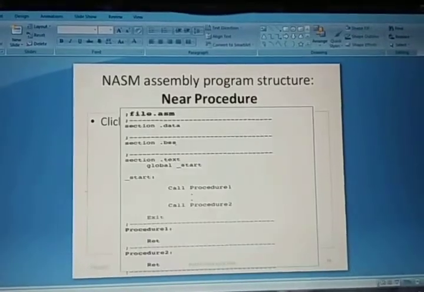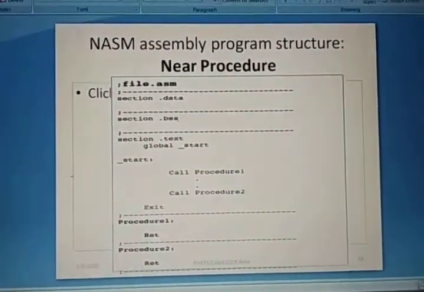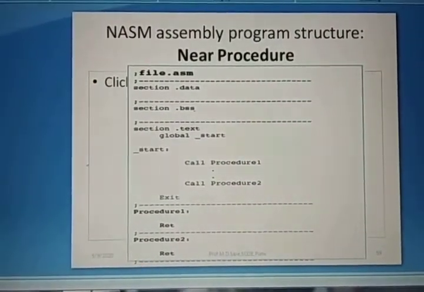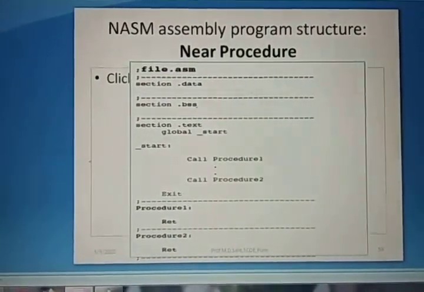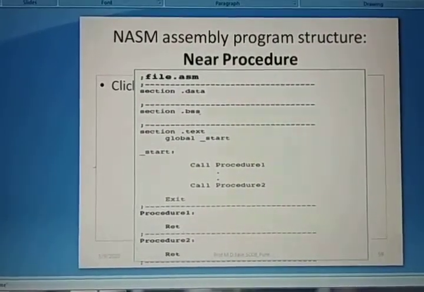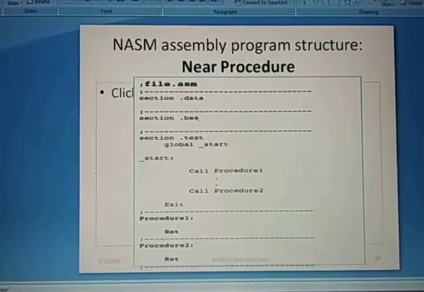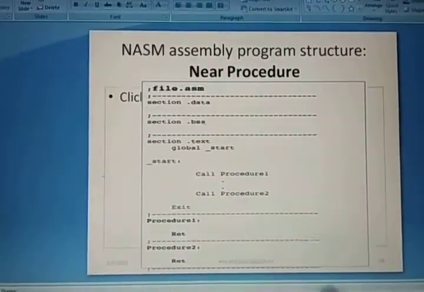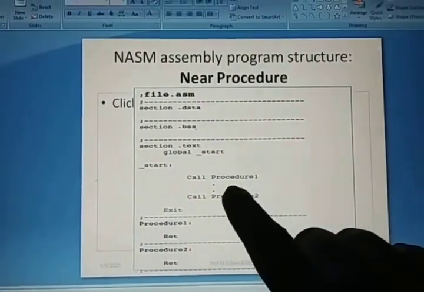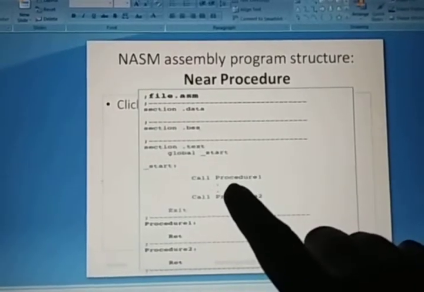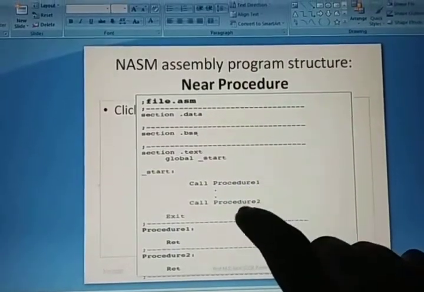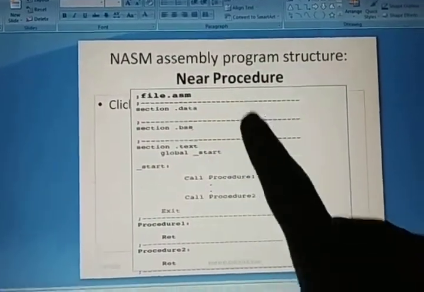Here you can see the example of a near procedure call. This is your file.asm, and this file contains data section, BSS section and text section. You can see here global _start and _start is the label. Then call procedure 1 and call procedure 2, then exit, and immediately you are defining procedure 1 and procedure 2 in the same code segment. So this is the definition of procedure 1 and this is the definition of procedure 2, and you are calling procedure 1 here and procedure 2 here in the same code segment. So this is a near procedure call.